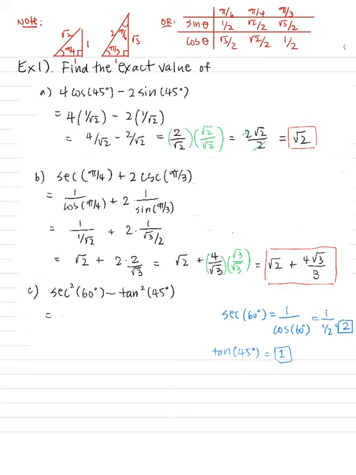All right, so now let's put it together. Secant squared of 60 degrees, so we're going to have 2 squared, and then minus tangent of 45, which is 1, so you're going to have 1 squared. So 4 minus 1, and our answer is going to be 3.